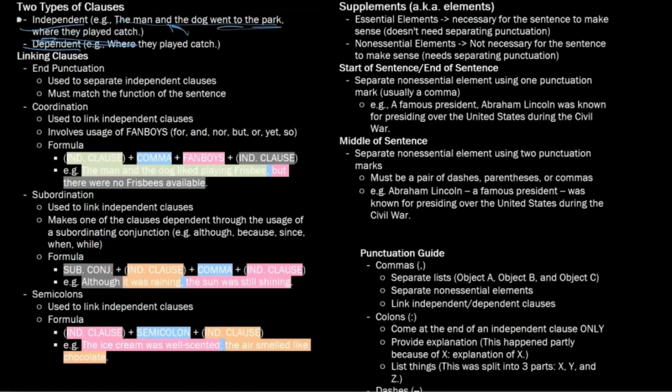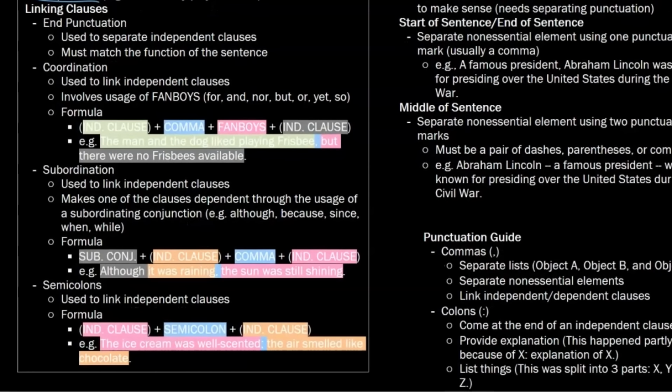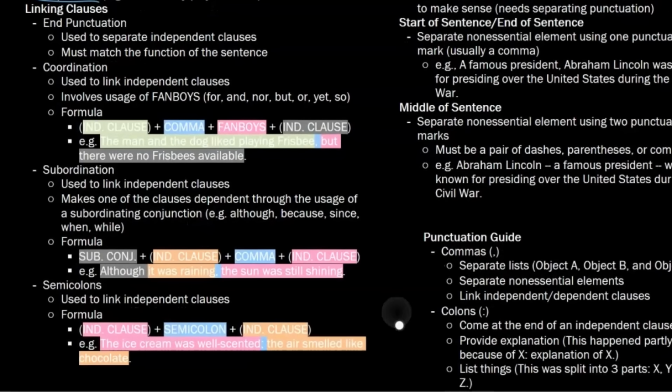The where is now answered by to the park. Now we have to link clauses, right? We have to link our dependent and our independent clauses. And how we do that, there's quite a few ways.